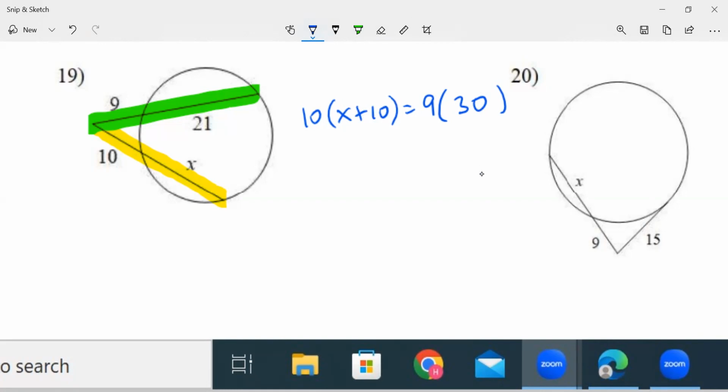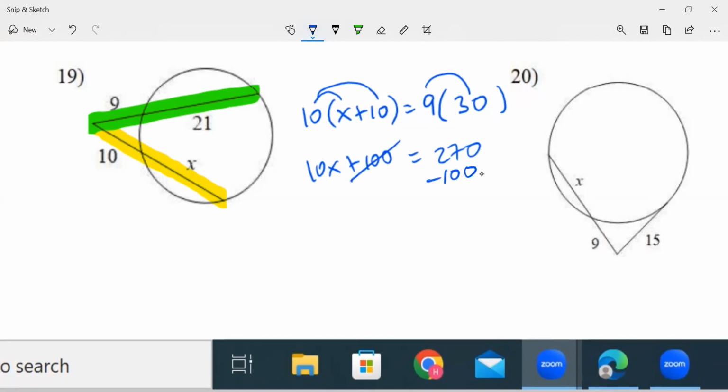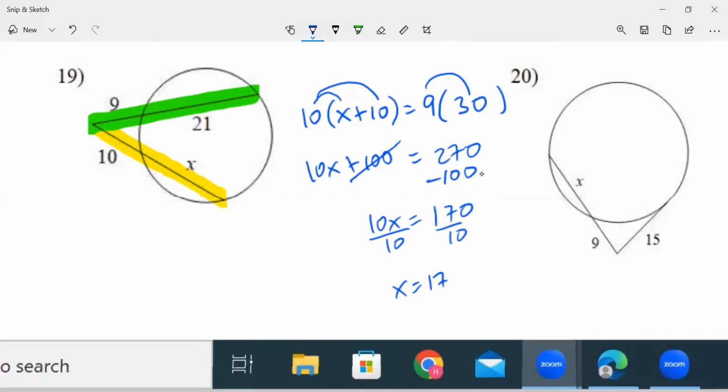I remembered distributive property. Remember, distributive property, multiply the number on the outside to the numbers on the inside. So on the left side, let me multiply the 10. So that gives me 10x plus 100. Now here, 9 times 30 is 270. To get the 10x by itself, the plus 100, let me move it over as a minus 100. So I get that 10x is equal to 170. Divide both sides by 10. So x equals 17.